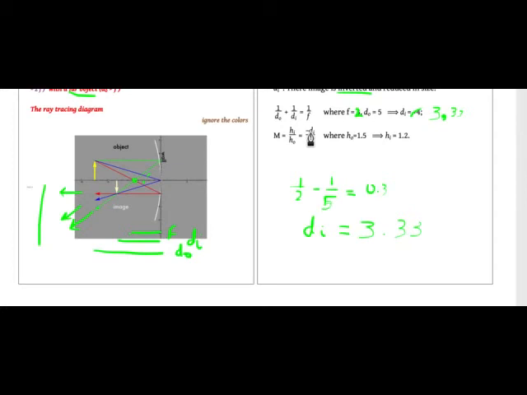We could include the sign. So if you include the sign in the formula for the magnification, HI over HO is minus DI over DO. HO is again 1.5, so that's 1.5. DI over DO was 3.33 divided by 5. So you would have 1.5 divided by 5 multiplied by DI, which was 3.33, which is 10 divided by 3.